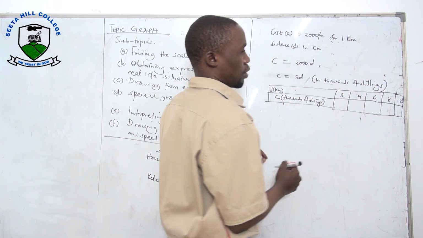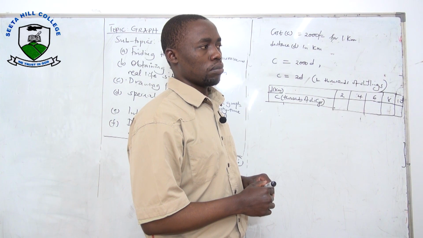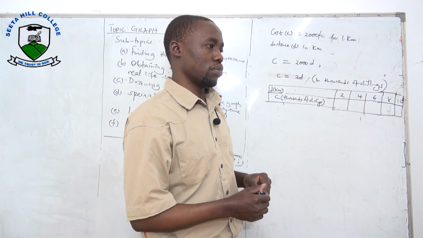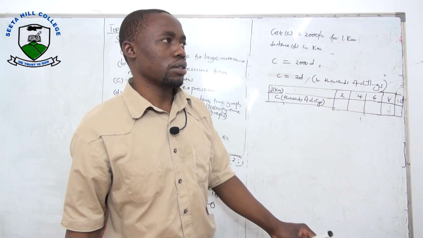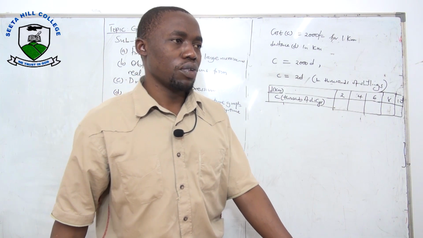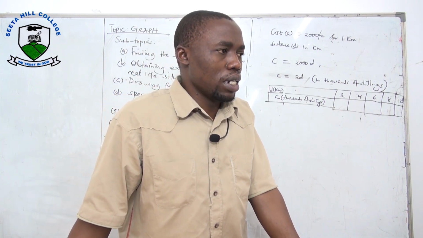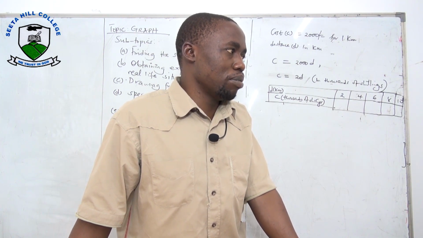Excuse me. How do you determine whether the kilometers or the thousands of shillings lie on the X or Y axis? Okay. Now there is what we call something that depends on the other, and one is independent.